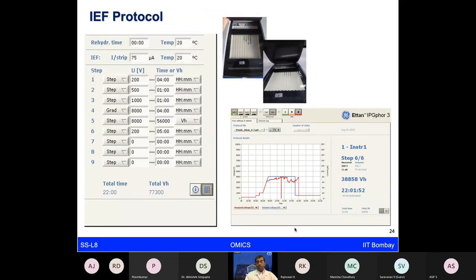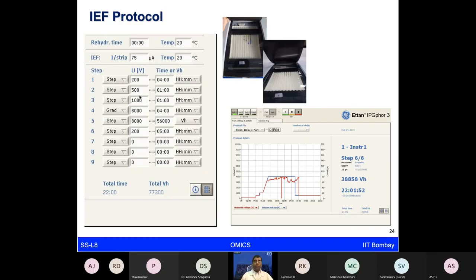IEF. For doing that, these are the kind of instrument setups which we can use for this experiment. Here you can set up different voltages so that the voltage is stepped up. Slowly you increase the voltage because all the protein has to focus, but you can't provide too much voltage to begin with. So you start with 200 volts, 500 volts, slowly ramp it up to 1000, 8000, and keep it static at that so that the volt hour could be reached.